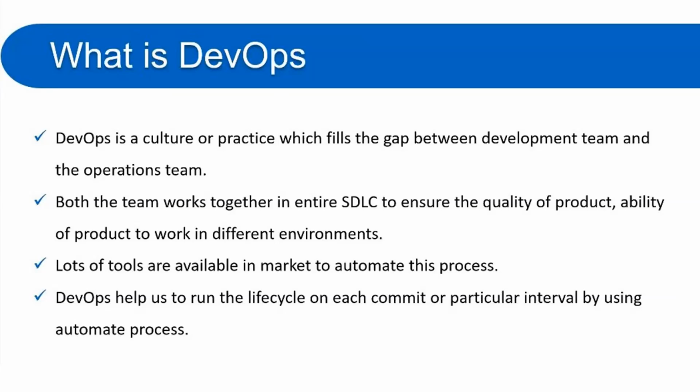Okay, lots of tools are available in the market to automate this process. DevOps helps us to run the lifecycle on each commit or at a particular interval by using an automated process. In other words, it's too early for me to explain what we mean by each commit. We will try to understand it in a little bit more depth and try to simplify it, guys.